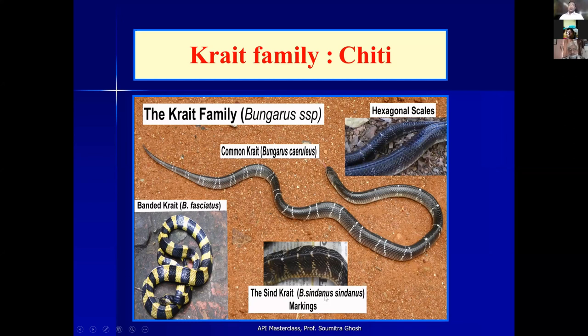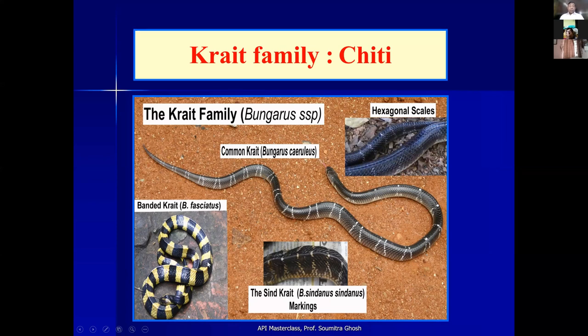And you can see in the common krait, there are dotted paired lines, and the scales are all hexagonal. The common krait does not have a ridge over the back. On the contrary, the banded krait, this Shankhachur, has a good ridge on the back. It has a triangular shape, and the bands are all thick and alternately colored.